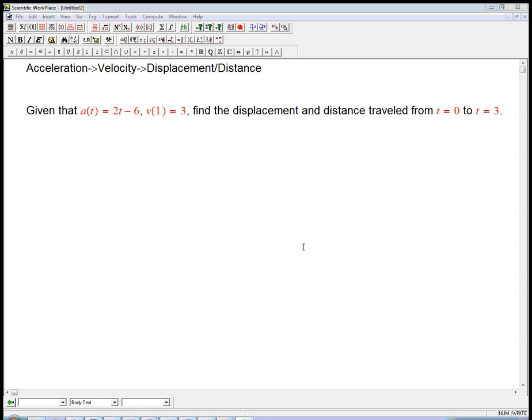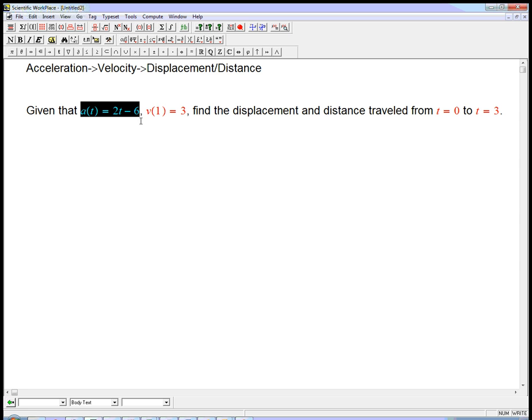Let's look at a problem where we start with acceleration and we go to displacement and distance traveled. We're going to have to go through velocity, but the main goal is to get up to the position level and talk about displacement and distance traveled. Okay, so we start out with acceleration is given.